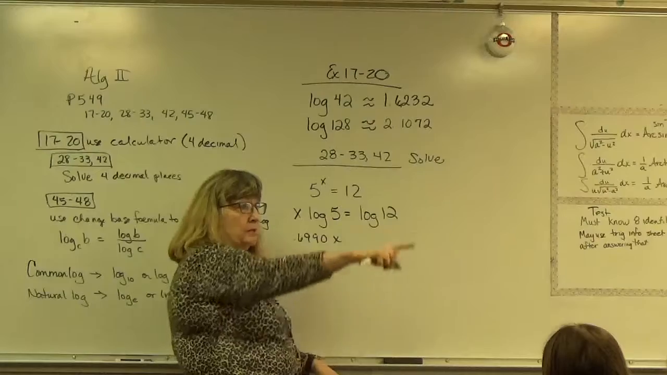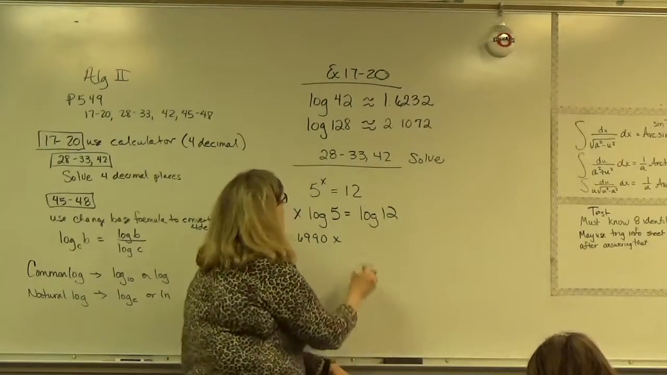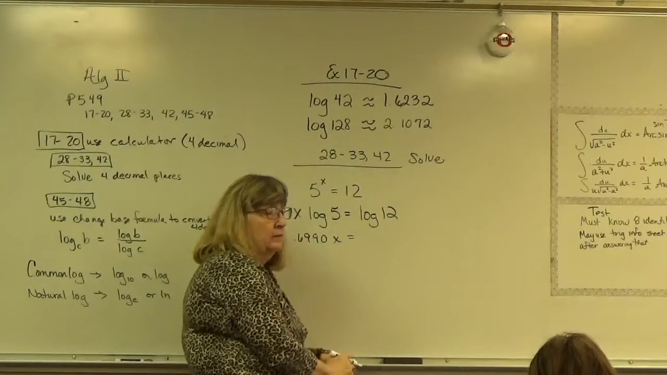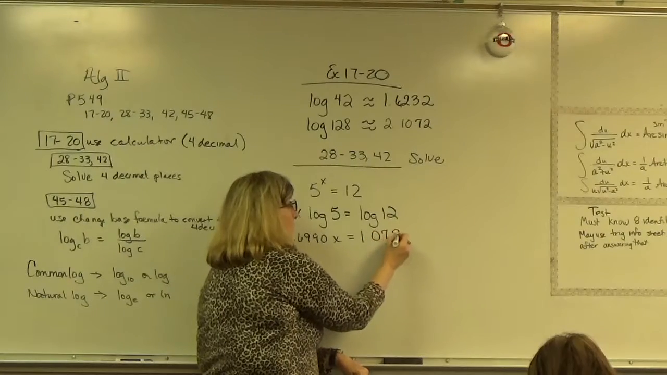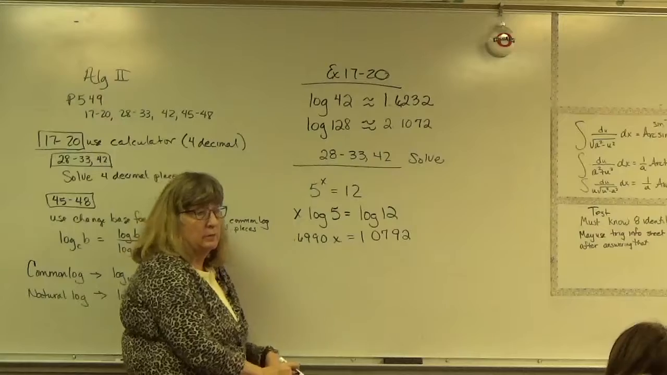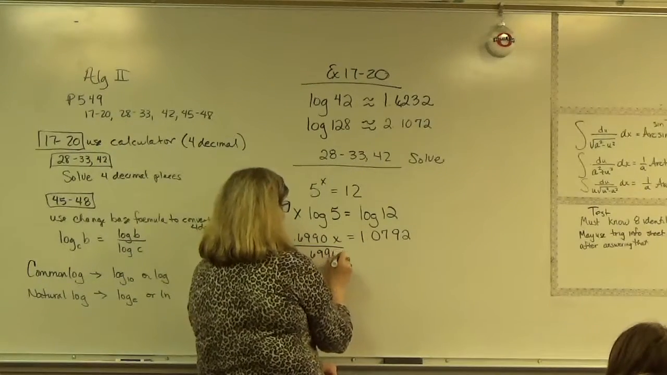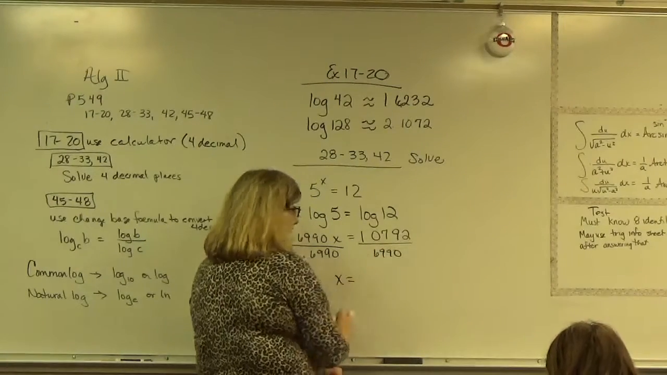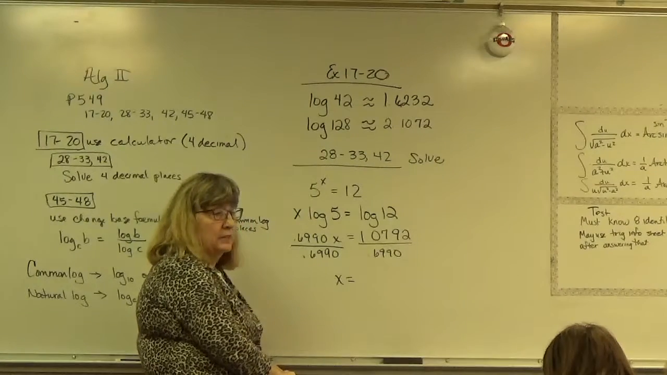Nicholas, why don't you find the log of 12 for me? And again, 4 decimal places out. 1.0792. Okay, now what would we do to solve that for x? Divide by 0.6990. Now, everybody to your calculators, what's 1.0792 divided by 0.6990?